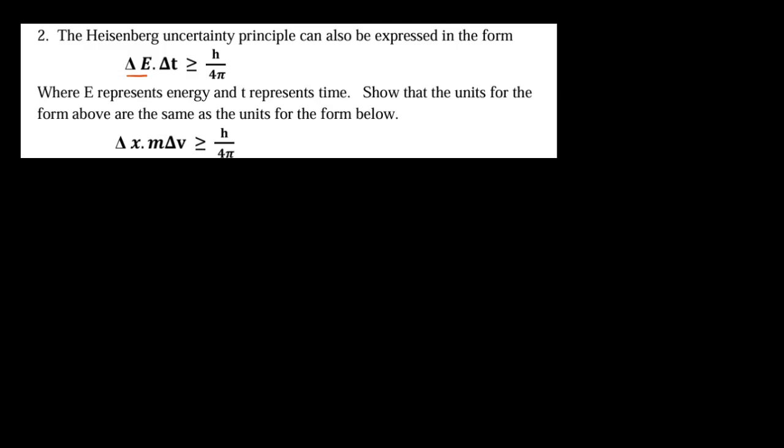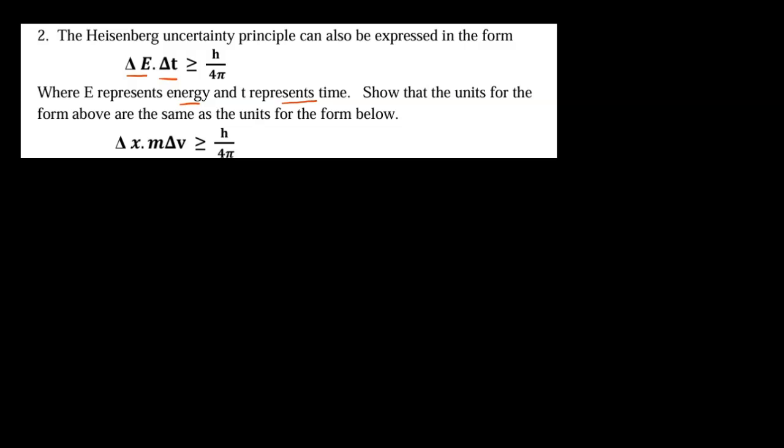Okay, so question 2. They're saying the Heisenberg uncertainty principle can also be expressed in the form of change of energy multiplied by the change of time is greater than or equal to h over 4 pi, where E represents the energy, T represents the time. Show that the units for the form above are the same as the units for the form below.